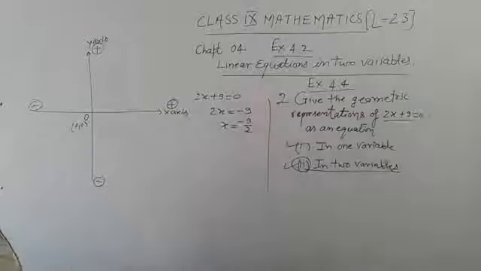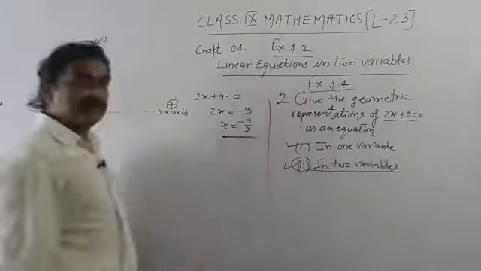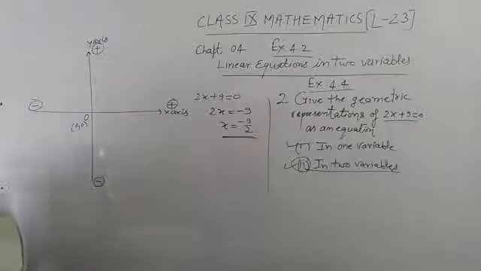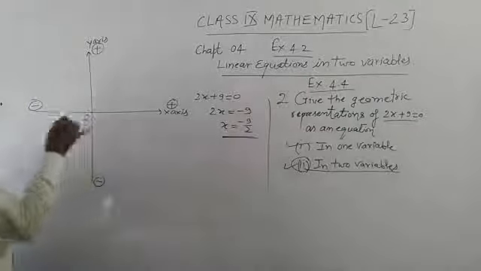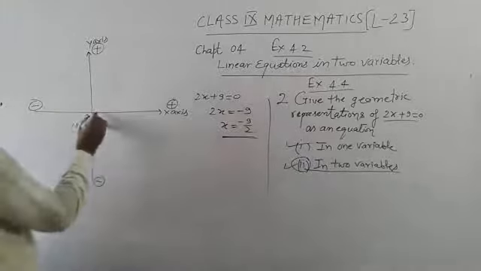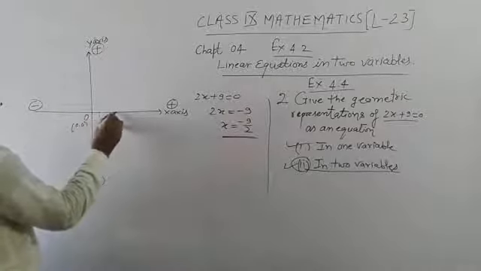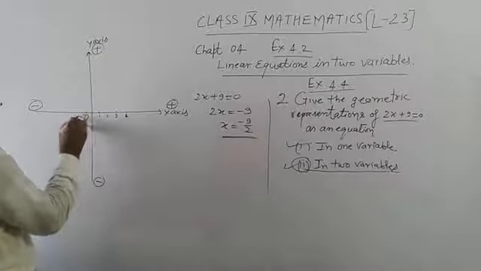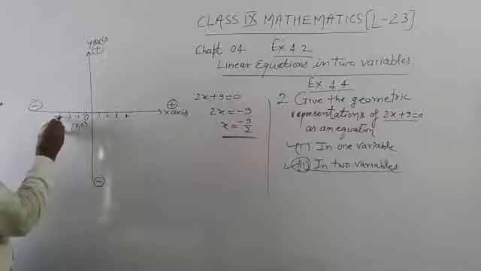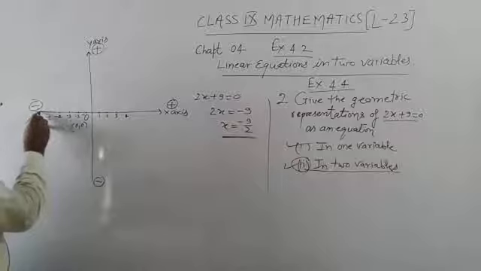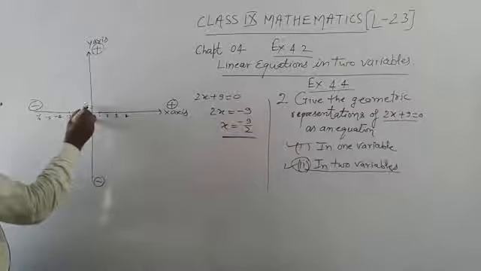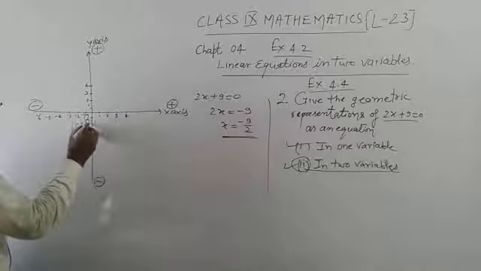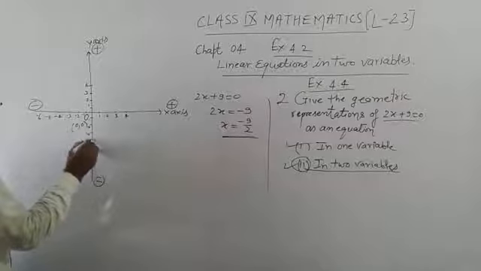Okay students, now here we have a negative value of x. So we will draw on the left side from the origin. First of all we mark numbers at equal distance 1, 2, 3, 4. Similarly minus 1, minus 2, minus 3, minus 4, minus 5 and minus 6, etc.